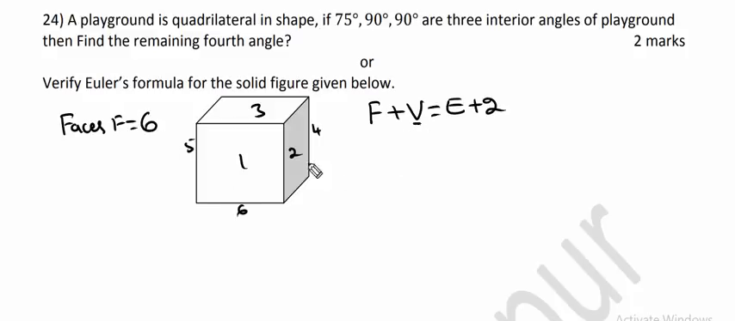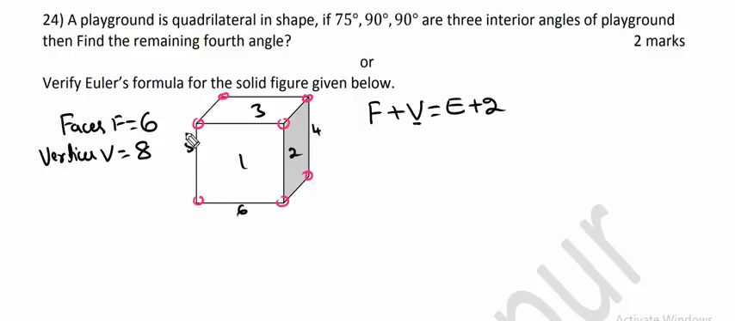And V, vertices. Vertices means these ones. So these are the vertices here: 1, 2, 3, 4, 5, 6, 7, and one more, 8. So there are totally 8 vertices. So vertices V is equal to 8.